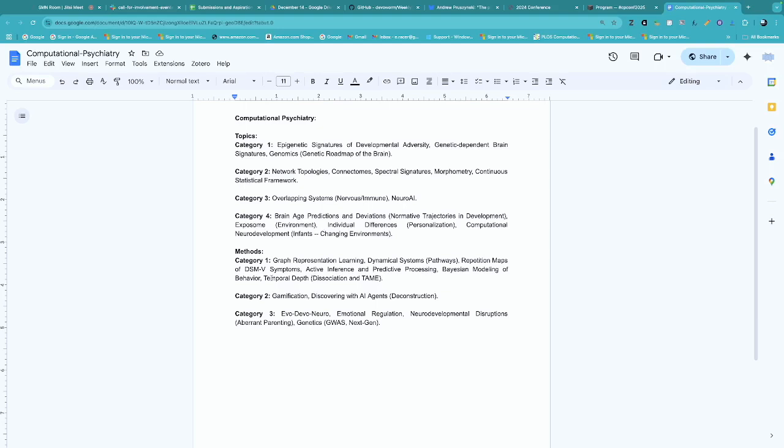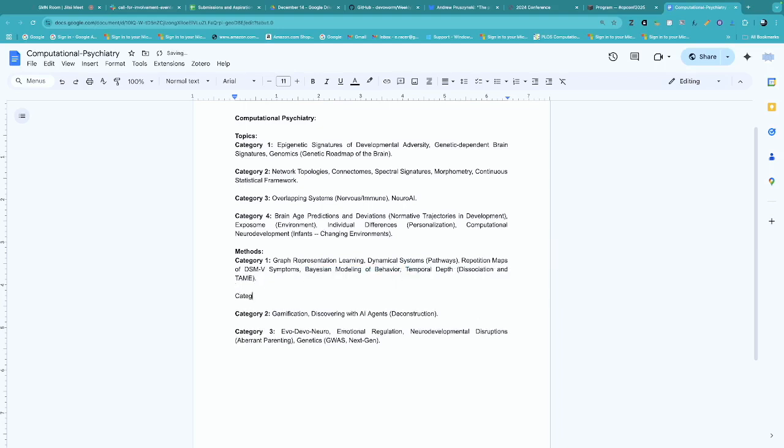But putting those together into this graphical dynamical systems mapping category, maybe with some active inference and predictive processing. In fact, that might actually be its own category. I don't know how well it fits into that area. We might do a category 2 for that. It's probably its own category anyway, because it's quite meaty. Predictive processing is different from active inference, but they work in the same space. Category 3 is gamification and discovering with AI agents.